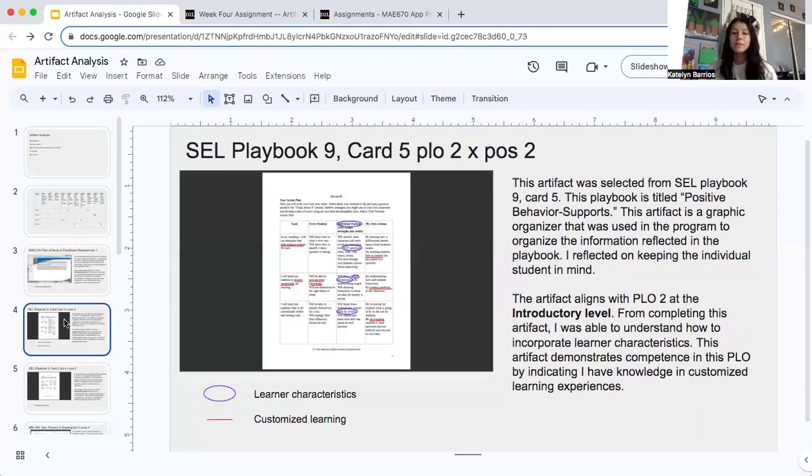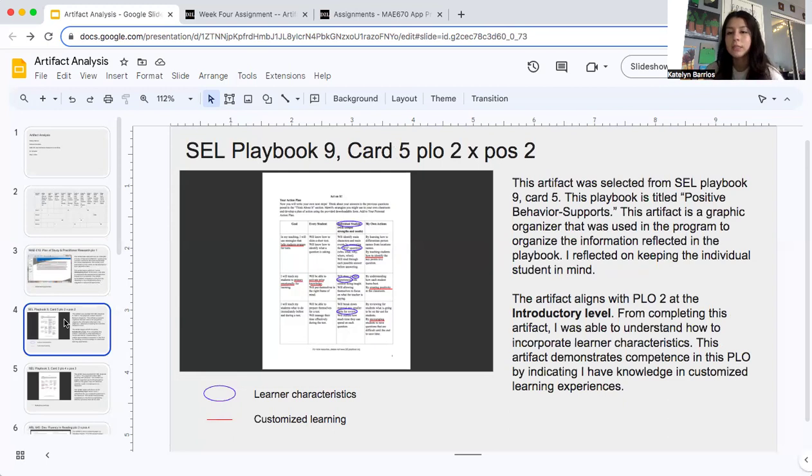This artifact was selected from SEL Playbook 9, card 5. So I went ahead and used 2 of the SEL playbooks for some units. I aligned this playbook with PLO 2 at the introductory level, and this playbook was titled Positive Behavior Support. Circled in blue, I have some learner characteristics that were highlighted in the playbook, and underlined in red were some of the customized learning strategies that were introduced in the playbook.